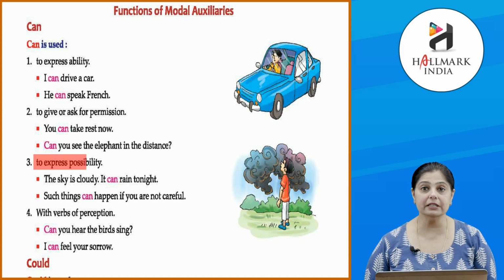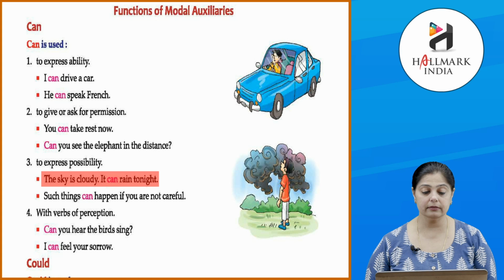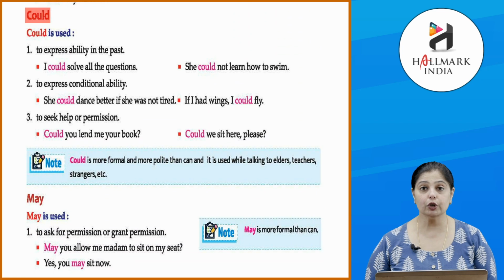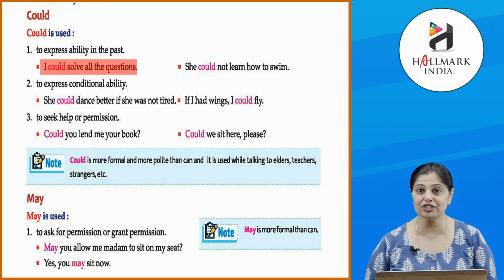To express possibility: The sky is cloudy. It can rain tonight. Such things can happen if you are not careful. With verbs of perception: Can you hear the birds sing? I can feel your sorrow. So these are different types of sentences where we use the word can. Now could. Could is used to express ability in the past. I could solve all the questions. I was able to solve all the questions.